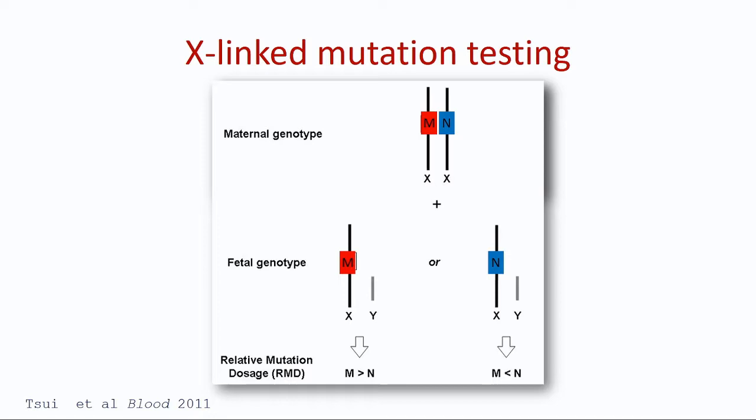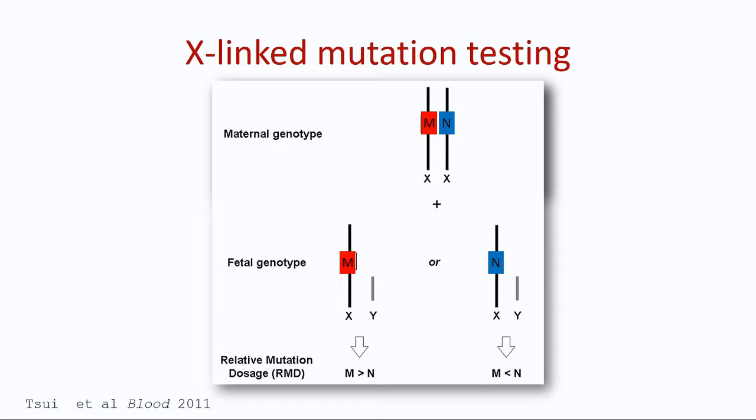And if you look at this slide, we thought, how about we develop a technology to count the number of mutant alleles and the normal alleles in the mother's plasma? Before she's pregnant, it should be an equal number. But when she's pregnant, there should be a little bit more of one of the alleles, depending on which allele the baby has inherited. So for example, if the baby has inherited the red allele, the mutant allele, there should be more of the red than the blue in her circulation.